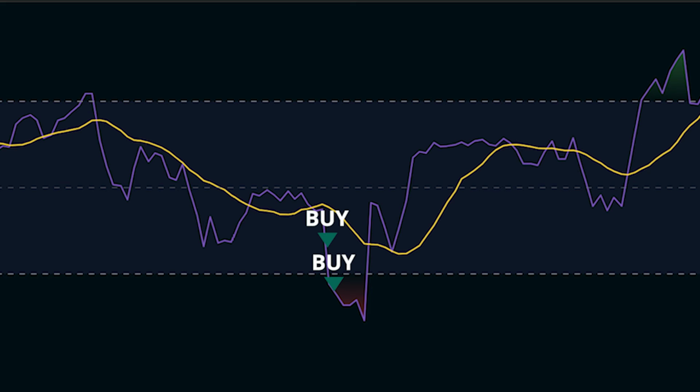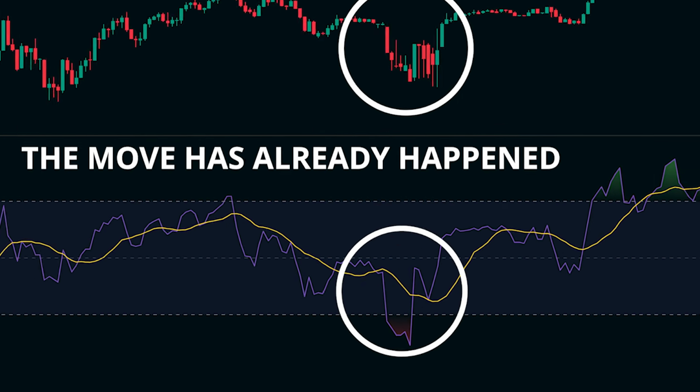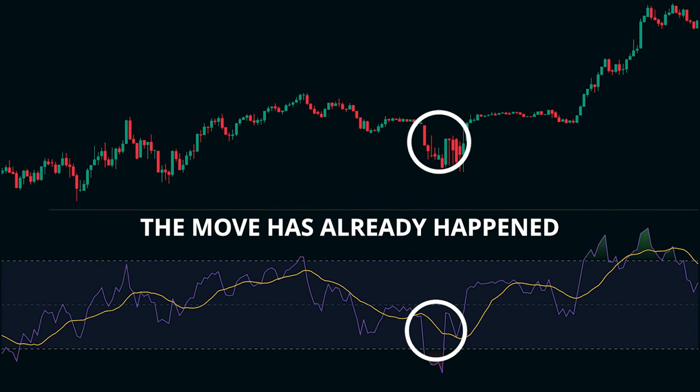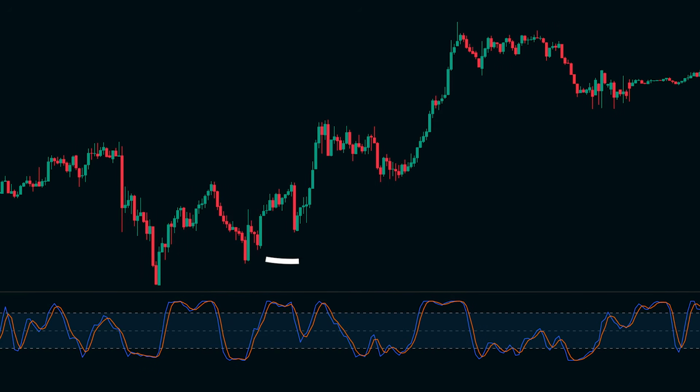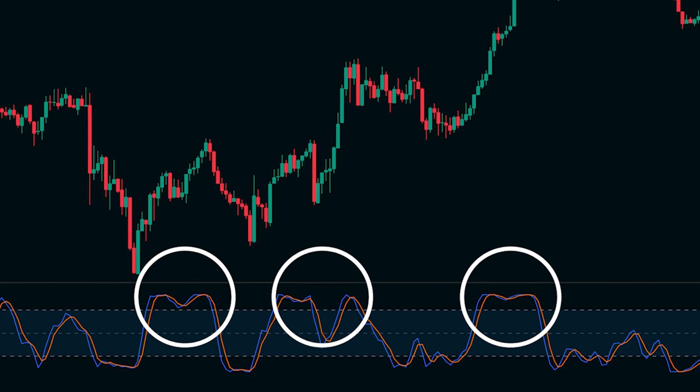This strategy solves the exact problem from the opening of this video. Standard RSI tells you when a pullback has occurred. Stochastic RSI tells you the moment that pullback is ending, before price has confirmed it.